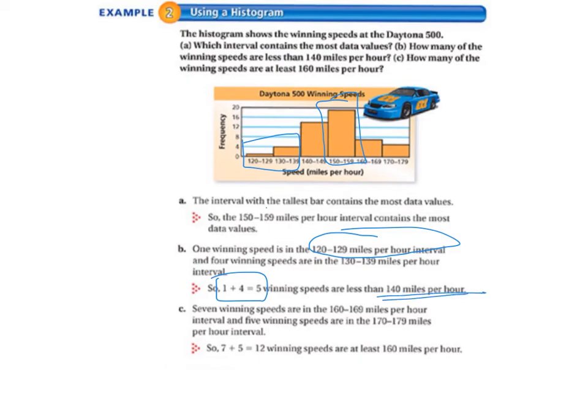Letter C, we're looking for winning speeds that are at least 160 miles per hour. So it says 7 winning speeds are in the 160 to 169 miles per hour bar, and 5 winning speeds are in the 170 to 179 mile per hour interval. So 7 plus 5 equals 12. So that means that there are 12 winning speeds that are at least 160 miles per hour.